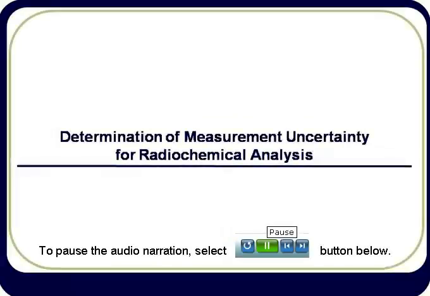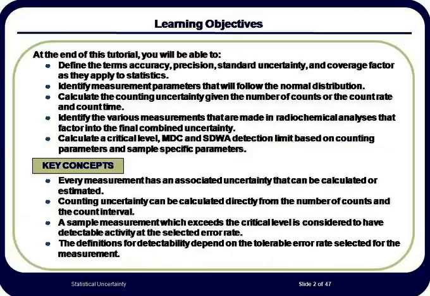In this module, we will examine how the uncertainty in radiochemical measurements is calculated. This module will cover the basics of determining uncertainty of radiochemical measurements. You will be able to define the terms accuracy, precision, standard uncertainty, and coverage factor as they apply to statistics.